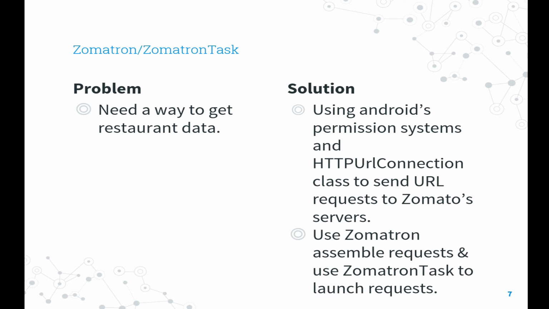The Zomatron class, in addition to getting that location data, also assembles queries to be made to Zomato, hence the name. However, the actual process of getting the answers to these queries via the HTTP URL connection class is necessarily asynchronous, meaning a separate Zomatron class had to be made for the actual processing of the requests.